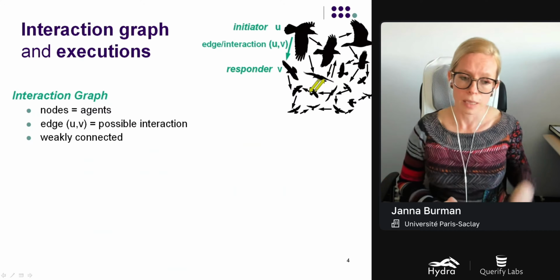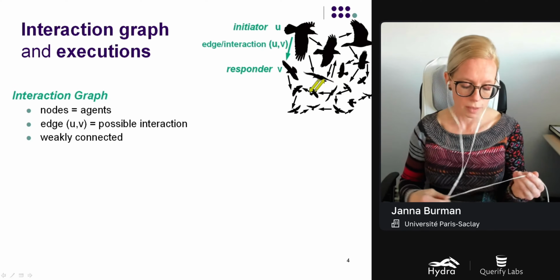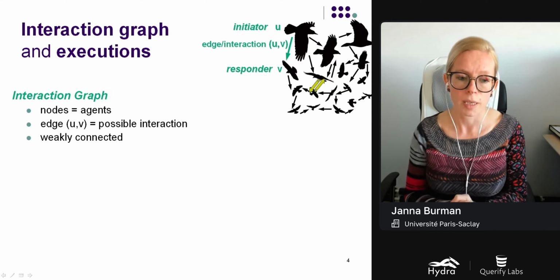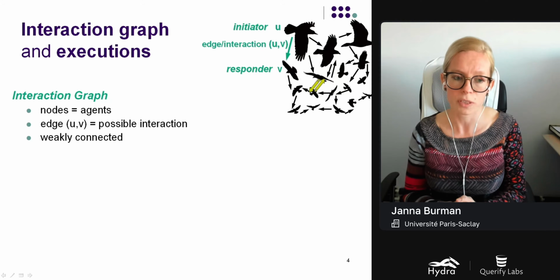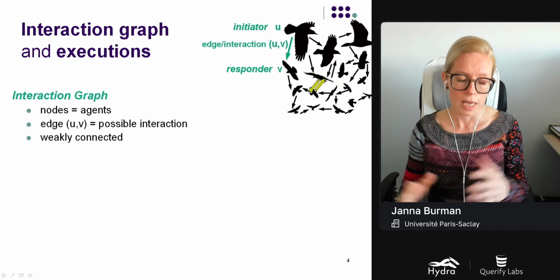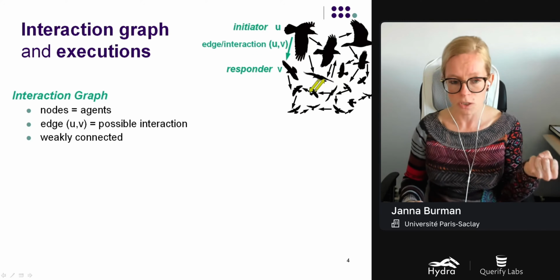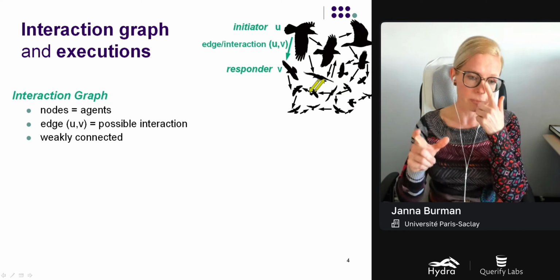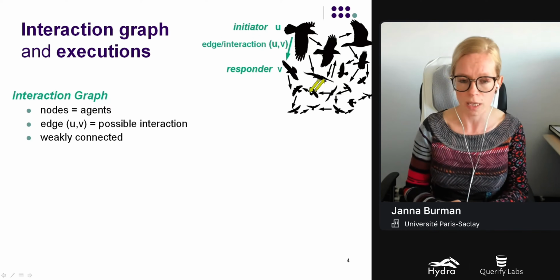Okay, so I continue with the formal issues of this model. So we have this notion of interaction graph in the model. In this graph, the nodes represent agents, and the edges represent actually the possible interactions between the agents.